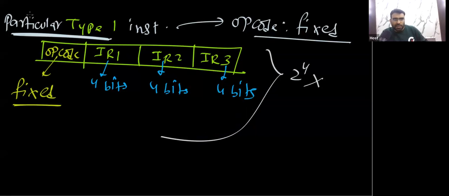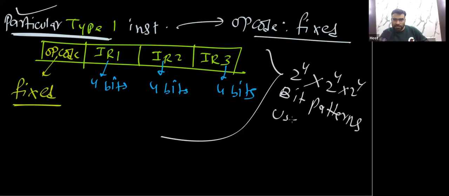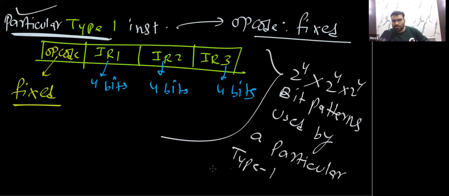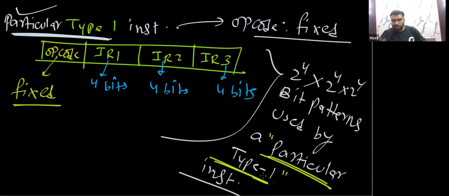So if I give you a particular type 1 instruction, then the opcode will be fixed, because for every particular instruction, the opcode is always fixed. So how many bit patterns will be used? You can see 2 power 4 into 2 power 4 into 2 power 4. These many bit patterns are used by a particular type 1 instruction. Yes or no? Okay, is this clear?